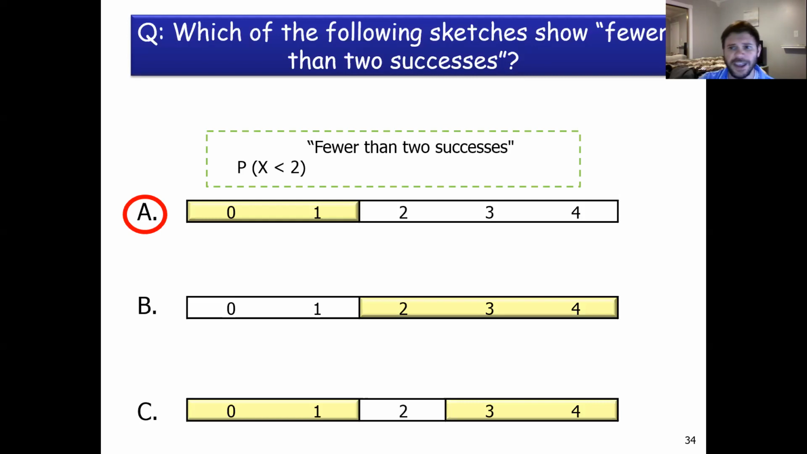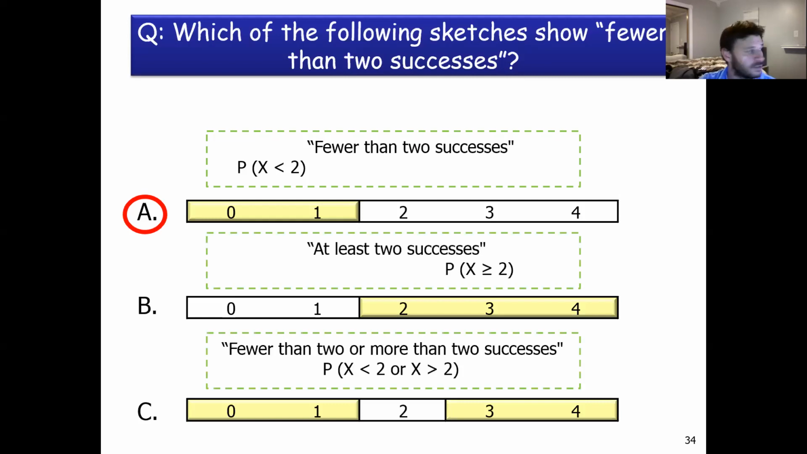So we could say this event, 2 or more successes, several different ways. We could say 2 or more successes. We could say at least 2 successes. Similarly, the bottom event is a little bit different as well. We could think of that as not 2 successes, which would include 0, 1, 3, 4, etc. Or we can think of that as fewer than 2 or more than 2, using the union between the fewer than 2 event and the more than 2 event. So you have to read the problem narrative very carefully to understand exactly which probability you're being asked for here.